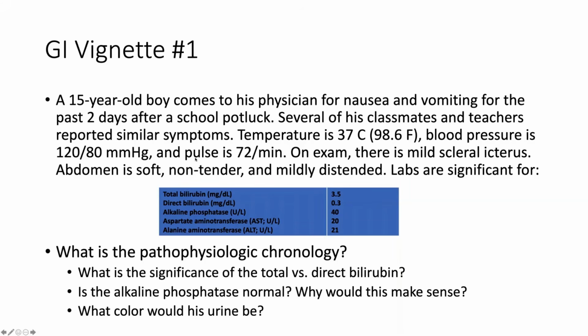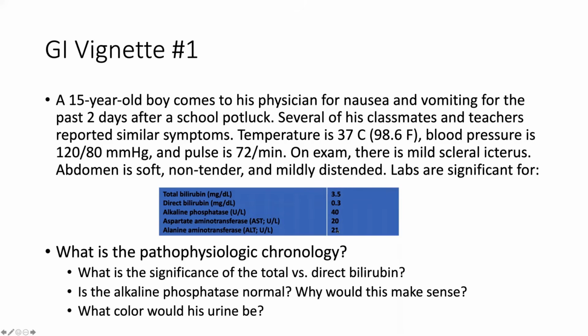So, a 15-year-old boy comes to his physician for nausea and vomiting for the past 2 days after a school potluck. Several of his classmates and teachers reported similar symptoms. Temperature is 37. Blood pressure is 120/80, and pulse is 72. On exam, there is mild scleral icterus. Abdomen is soft, non-tender, and mildly distended. Labs are significant for T-bili 3.5, direct bili 0.3, alkaline phosphatase 40, AST 20, ALT 21.